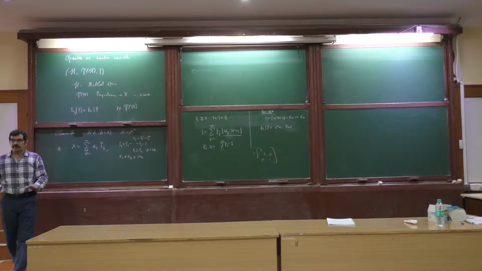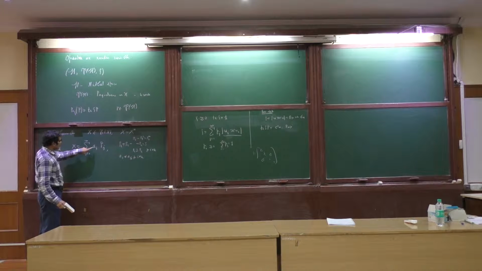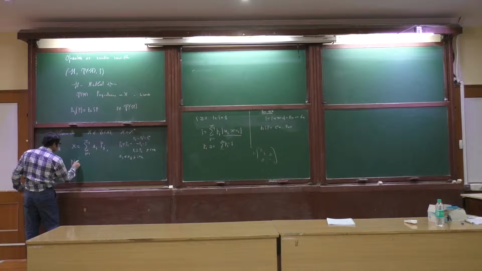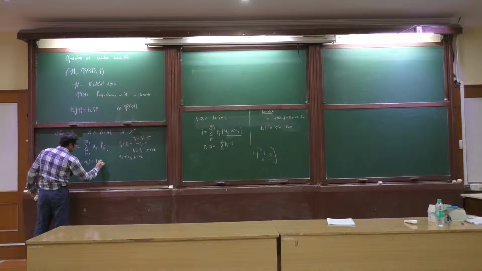So if you have it that way, then I say that the probability that X takes the value aj is trace rho Pj. Okay. So under rho, the probability that X equal to aj is trace rho Pj.